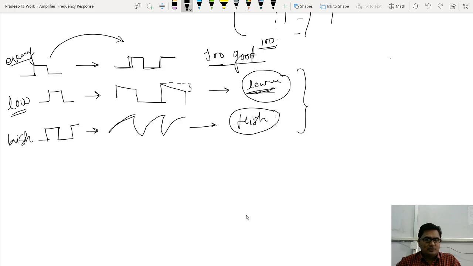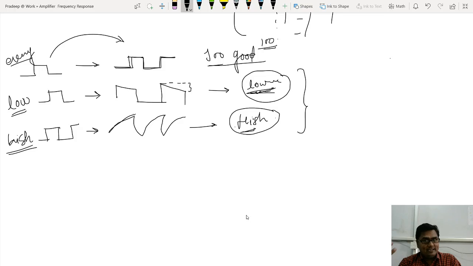Actually we had a discussion about that. At higher frequencies I am getting a sawtooth waveform. It means at higher frequencies maybe I am not getting sufficient gain. So those are immediate conclusions by the square wave. That's why it is called square wave testing. Now one by one we will analyze what happens at lower frequencies and what happens at higher frequencies.